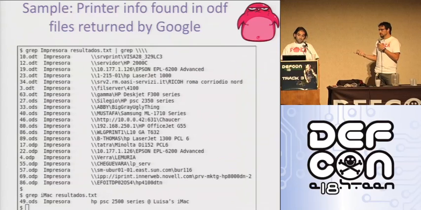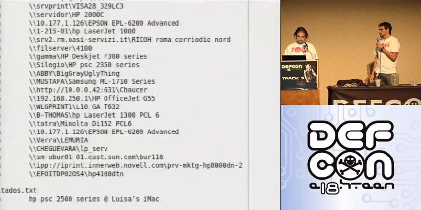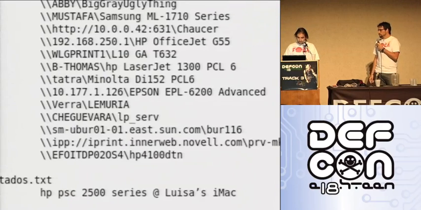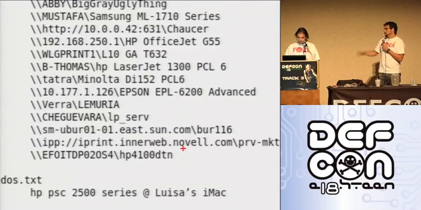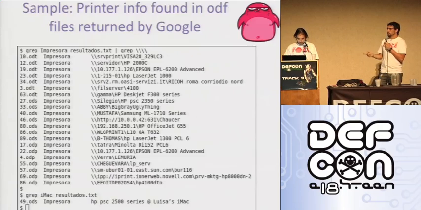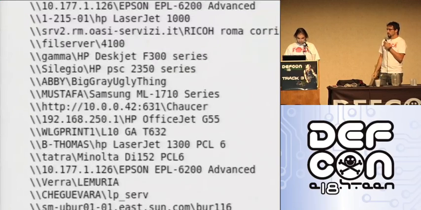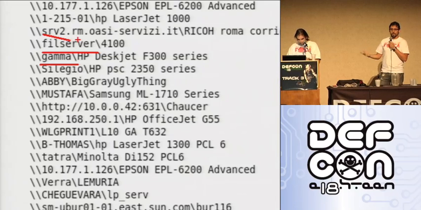And then in the next slide, you can see, I think this is from Novell. This is looking for printer shares from a search in ODF documents. So you can see things like gamma, so then we're going to try alpha, beta, all that stuff. You can see SRV2, we're going to try SRV1, all right?